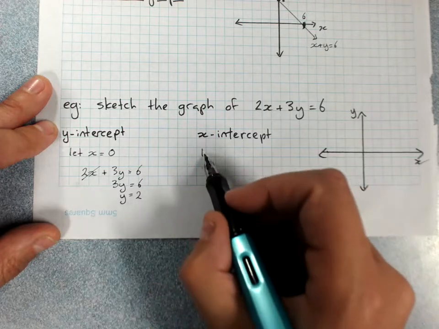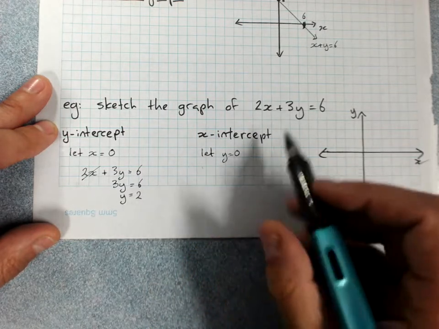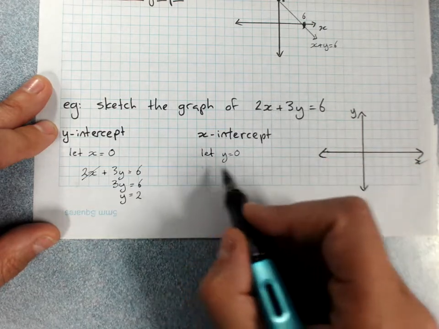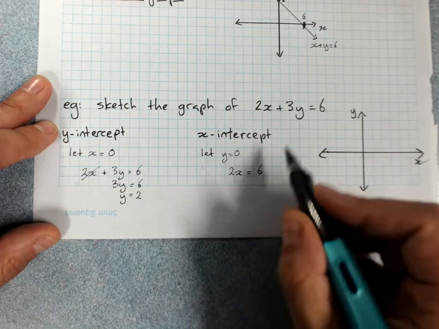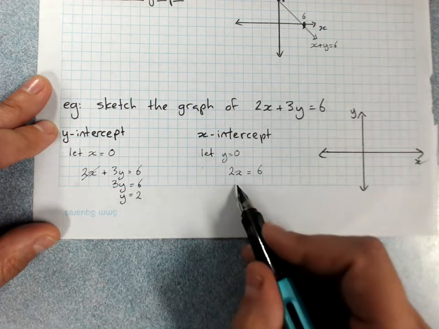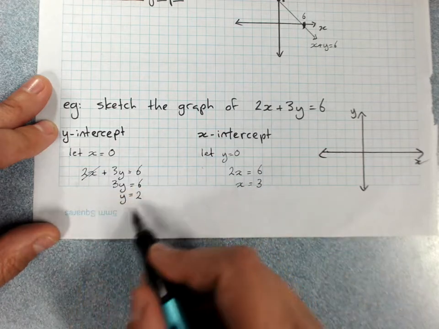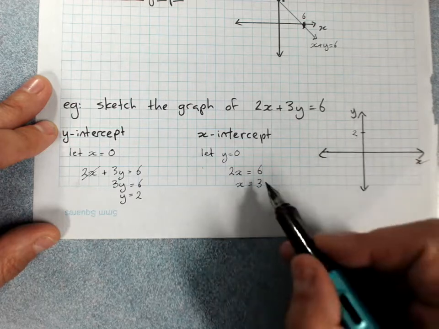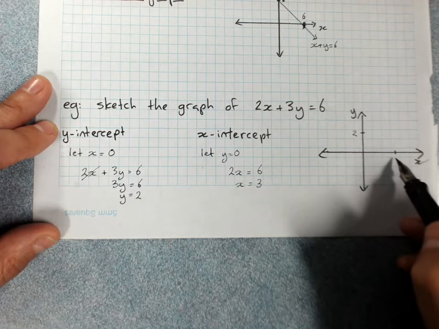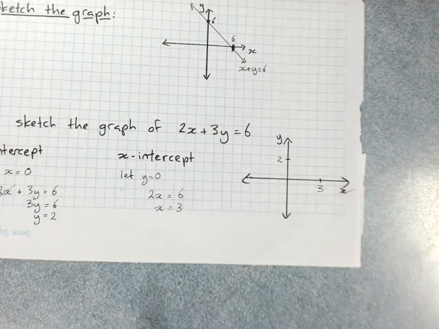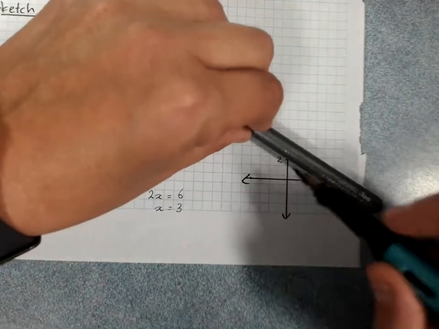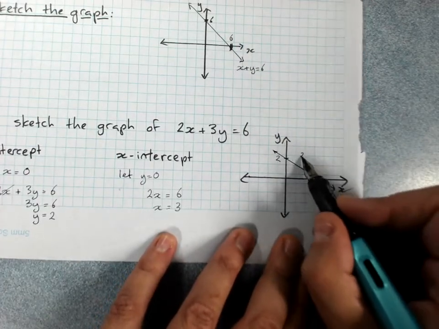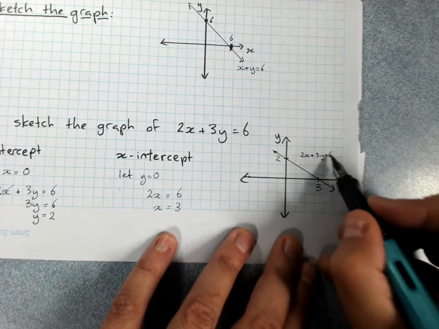Find the x-intercept. Let y equal 0. Go back to my rule. If 3y is 3 times 0, then the y disappears. 2x equals 6, because 3 times 0 is 0, so that's just gone. X equals 3. So my y-intercept is y equals 2. My x-intercept is x equals 3, so we better make it a little bit further along, but it doesn't have to be measured. Pop in a line, arrows, and label it. 2x plus 3y equals 6.